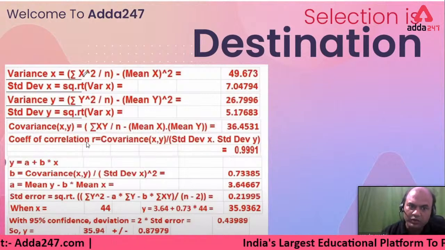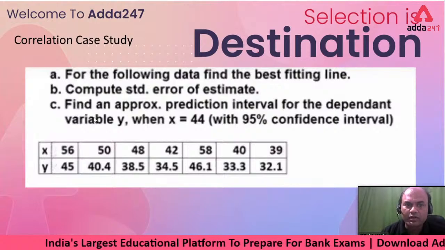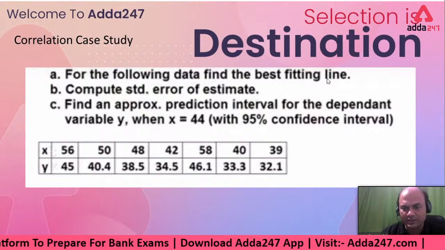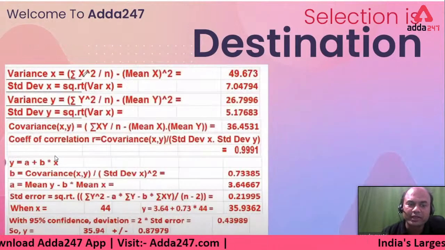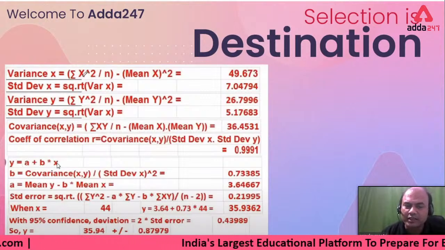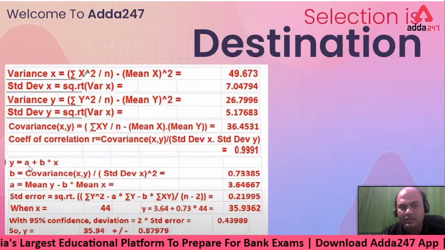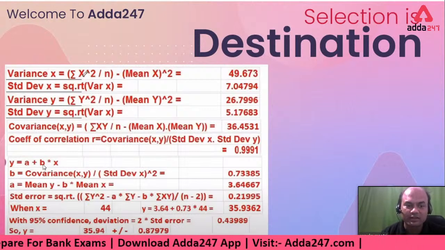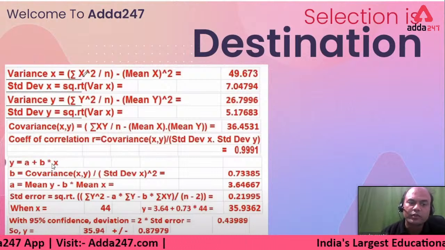Okay, now we have found out R also. But what is asked of us? We are asked to find the best fitting line. Best fitting line means y equals a plus bx. Yesterday also we saw this. This is the line we require. What is this form of line called? Slope intercept form. You might have studied it in 9th, 10th or 11th, right? So y equals a plus bx.